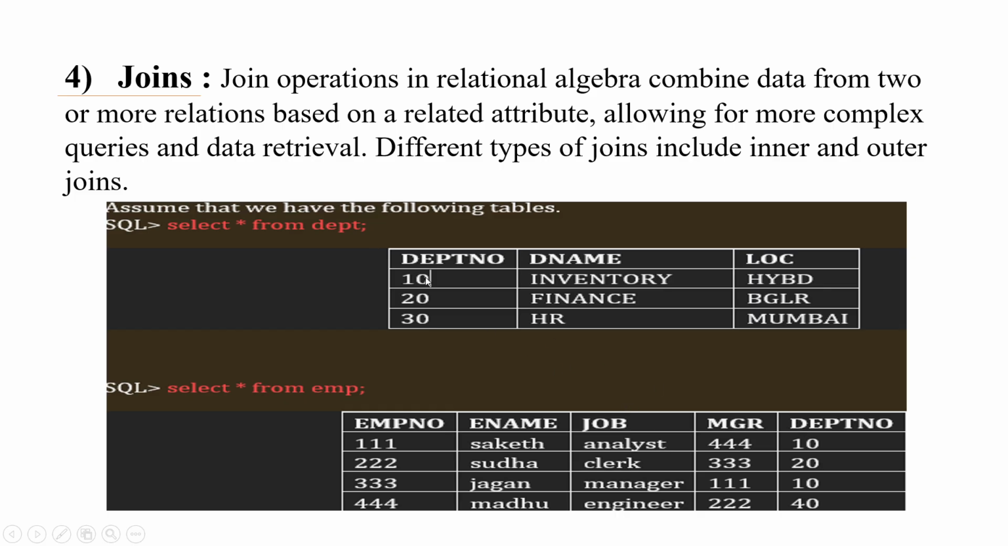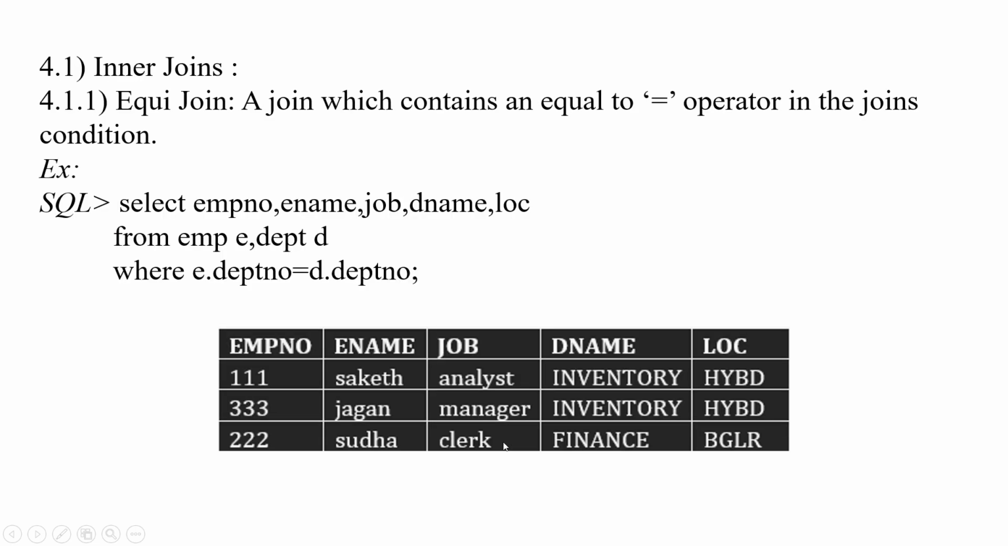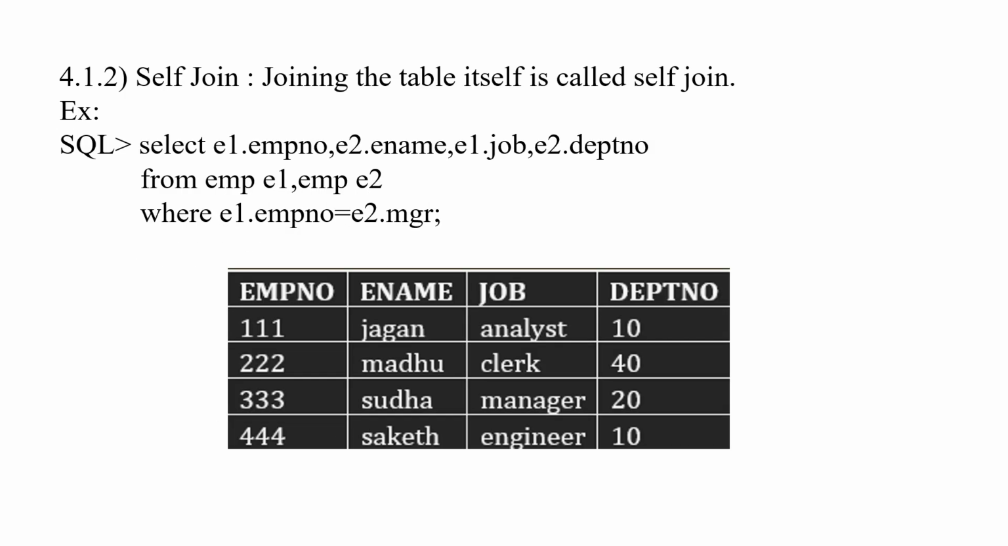Observe this here, department number 10 in EMP is equal to department number 10 in DEPT. So this entire record is returned. Likewise followed by the remaining two records.